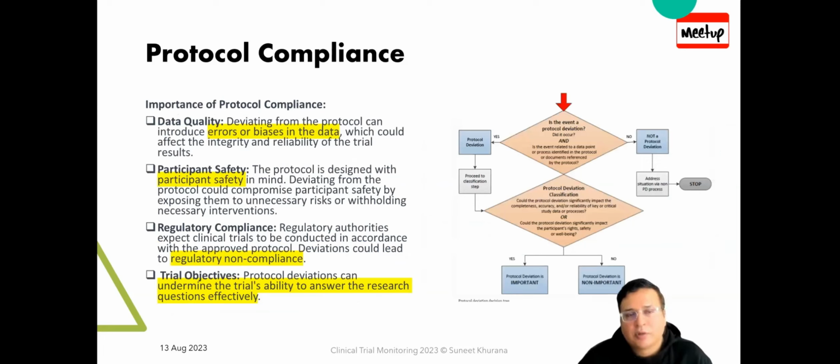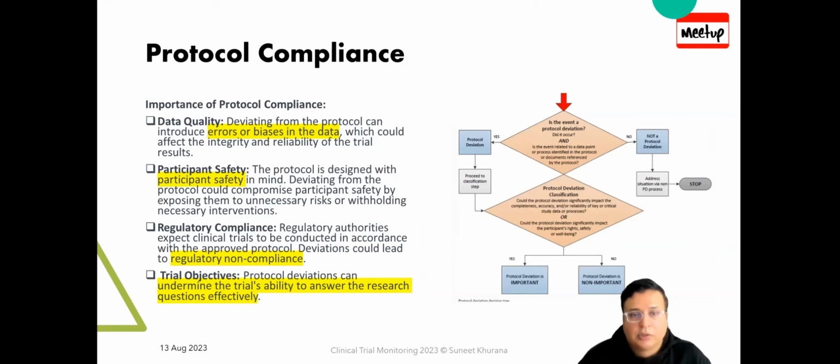So what is the importance of compliance? Why do we need to follow the protocol verbatim, like word by word the same? It's important because if we don't, the data quality is compromised. You're going to get errors. For example, if the protocol says you enroll 100 patients and you enroll 50 patients, then the power of the calculations is not good enough to justify whether the treatment is effective or not.